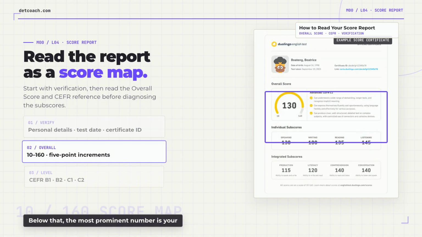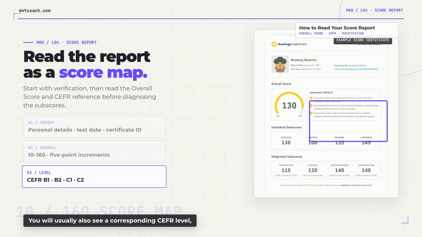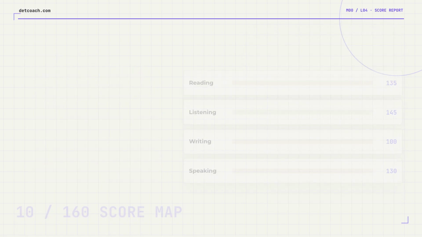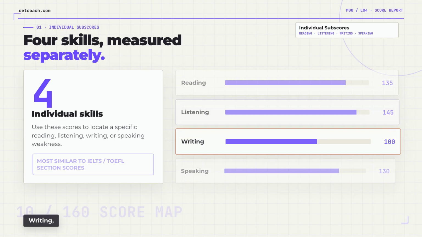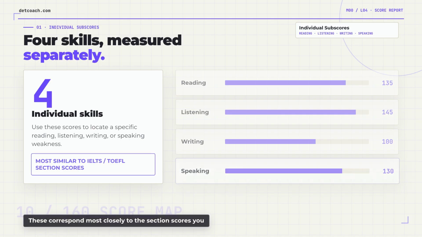Below that, the most prominent number is your overall score. DET overall scores range from 10 to 160 in 5-point increments. You will usually also see a corresponding CEFR level, such as B1, B2, C1, or C2. This level helps institutions understand your overall English proficiency. Next are the 4 individual subscores: reading, listening, writing, and speaking. These correspond most closely to the section scores you may know from IELTS or TOEFL.